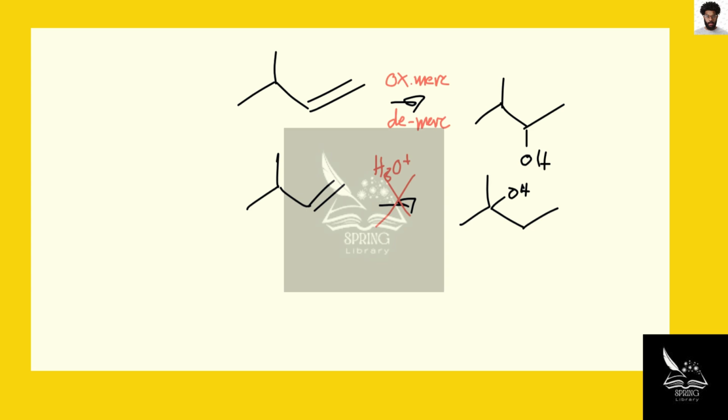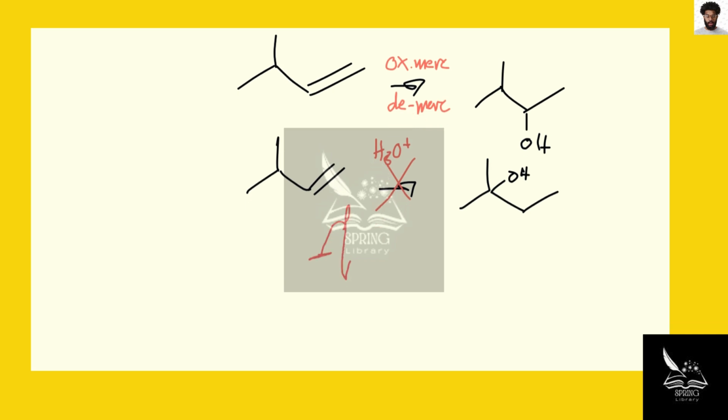Markovnikov orientation and anti-addition occur. Anti-Markovnikov orientation and syn addition occur. Anti-Markovnikov. Okay, so this is about syn and anti-addition. And to this, the important thing is, well, we already know it's Markovnikov. We just said that.